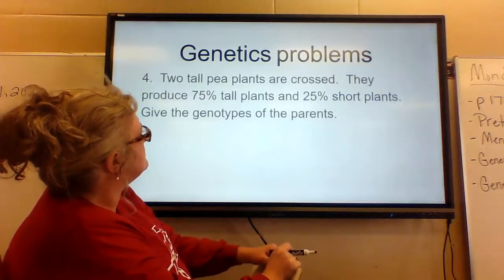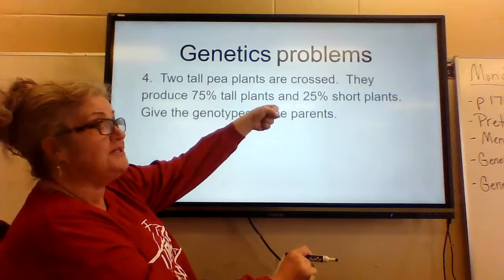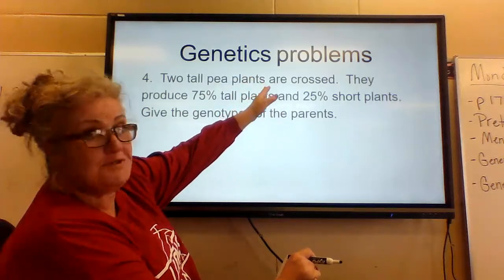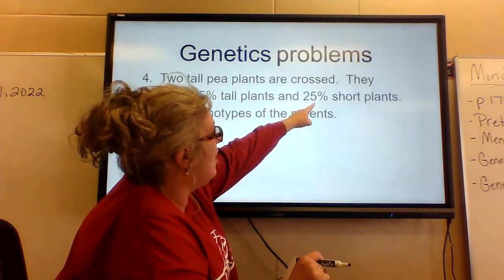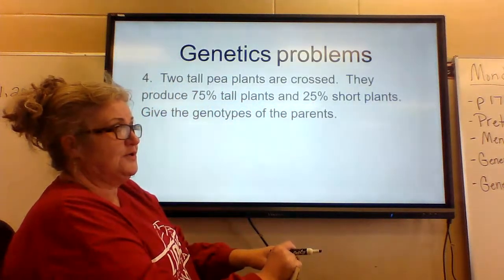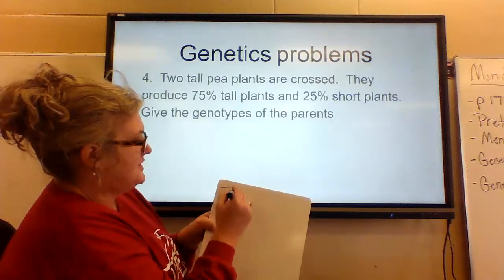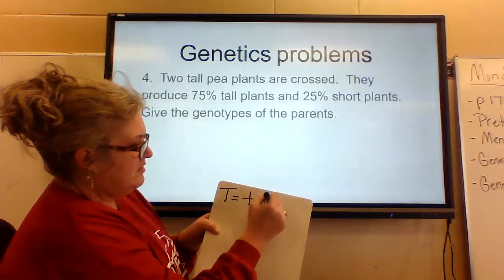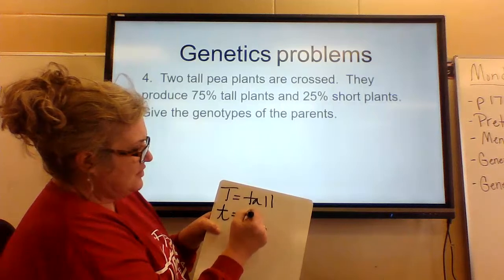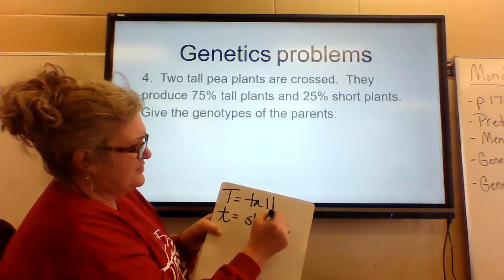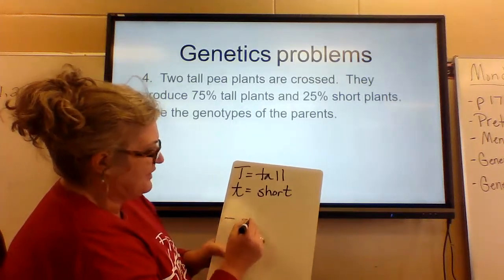Okay. So if I know that these parents are showing tall, these parents' phenotype is tall, that's the physical appearance, but they still manage to have offspring that are short, that tells me that tall is dominant. Okay, so let's set up our letters. T, tall, little t, short. I'm going to make it cursive so I don't get confused. Always be sure you can tell the difference between your letters.